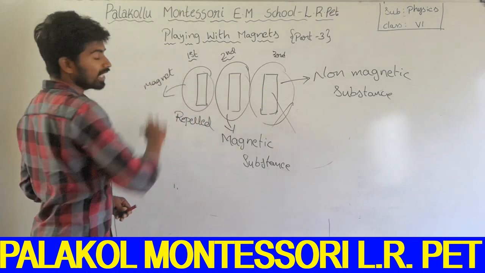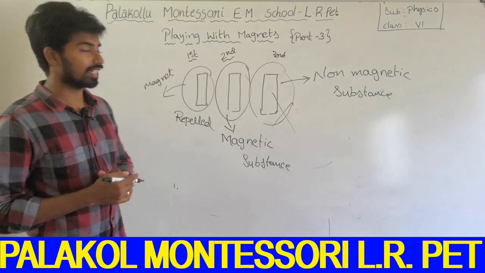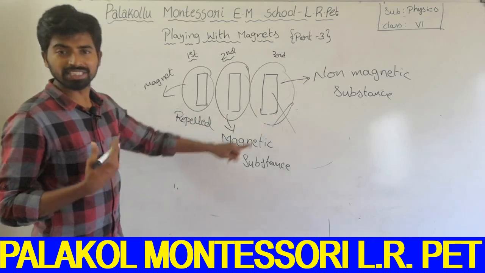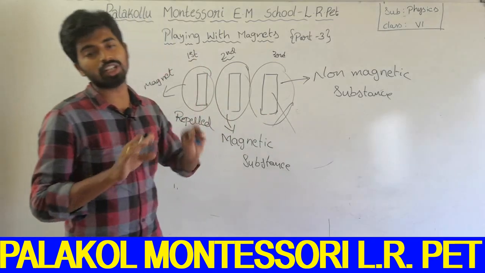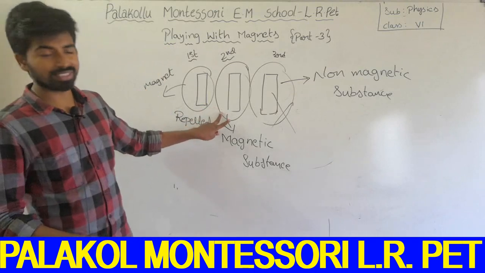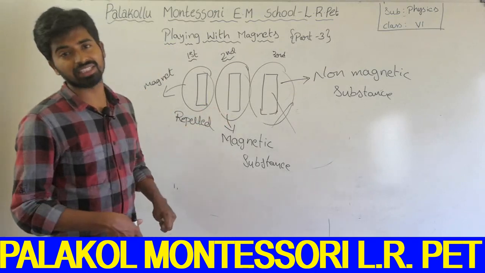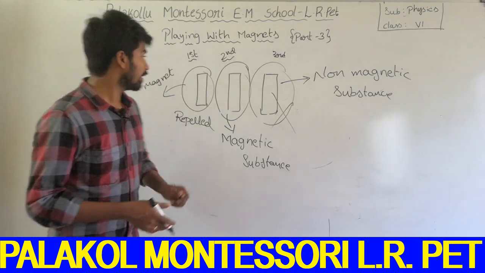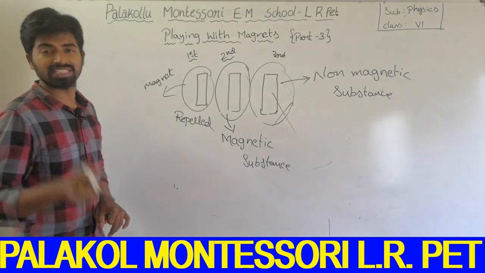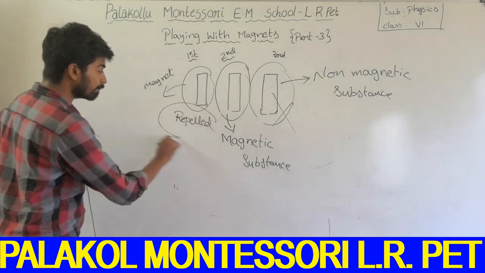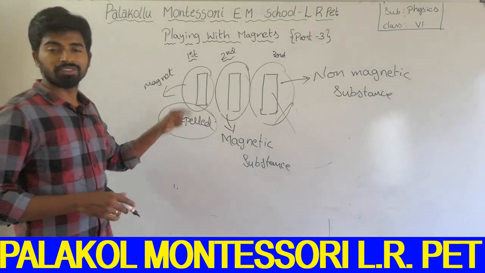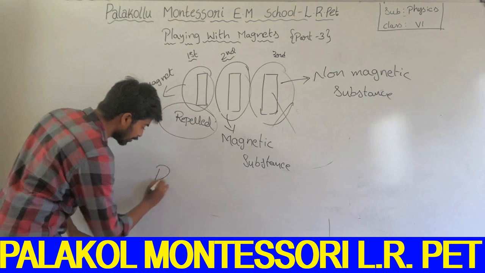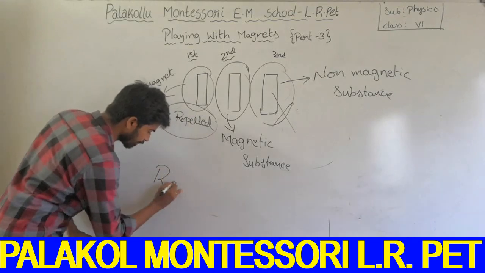So to find out the magnet from the given substances, what you need to know is, if it is a non-magnetic substance, it will neither attract nor repel. If it is a magnetic substance, it will be attracted by the magnet. Even if you reverse the bar magnet, it will only be attracted. But if it is a magnet, definitely it will show the property of repulsion, and hence we can say that repulsion is the sure test for magnetism.